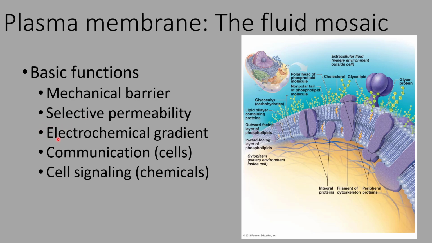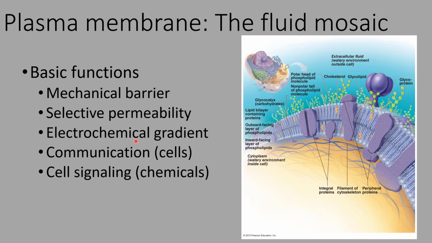Next, it produces an electrochemical gradient. That's going to be a really, really important topic later when we get to electrically conductive tissues like muscles and nerves. Gradient just means there's more of something in one area than another. That's all that means. An electrical gradient means there's more of a charge in one area than another. Maybe there's more positives here, there's more negatives here.